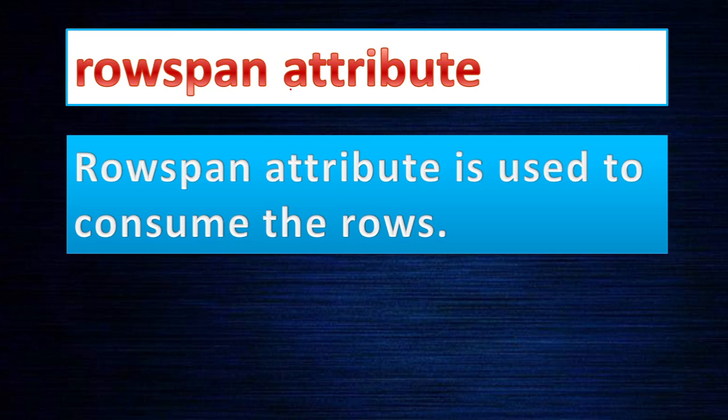In the same way there is a row span attribute. Row span is used to consume the bottom cell, or the next row, the bottom row. The row span attribute is used to consume the rows. So if this is a table, I want to write the day name here. There are 2 days I want to write, Monday and Tuesday. So here is a Monday and here is a Tuesday. But in this table, there are 2 columns, first column and second column, and there are 2 rows, the first row and second row.